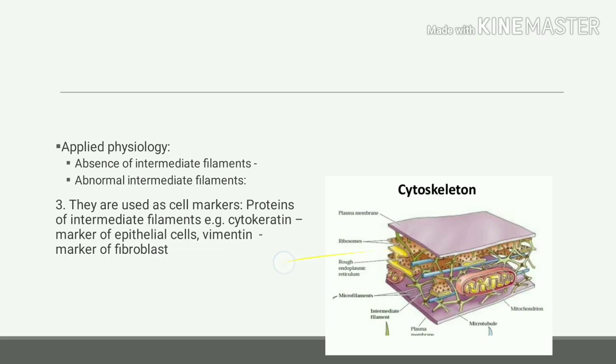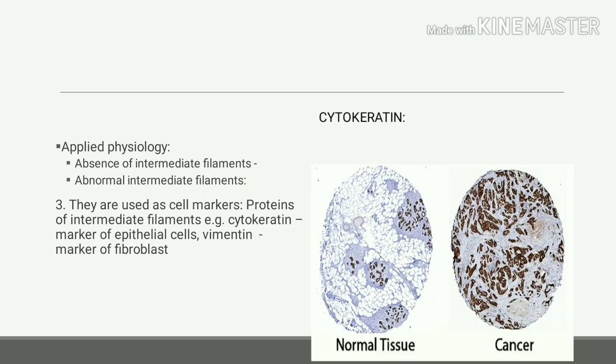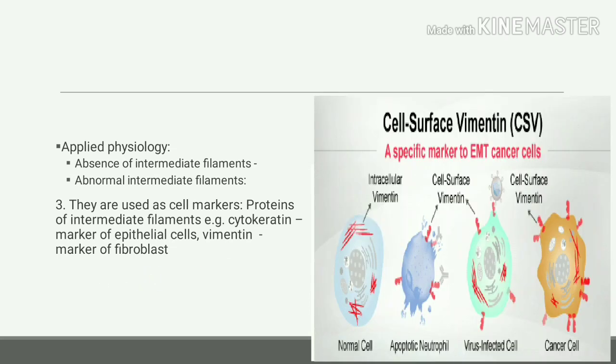Applied physiology: when these intermediate filaments are absent, it results in easy rupture of the cell. And if these intermediate filaments are abnormal, blistering of skin is common. These intermediate filaments are also used as cell markers. How? Proteins present on the intermediate filaments are cell specific and therefore they are used as cell markers. For example, cytokeratin is a cell marker protein present on the intermediate filaments of the epithelial cell, and vimentin is the cell marker protein present on the fibroblast.